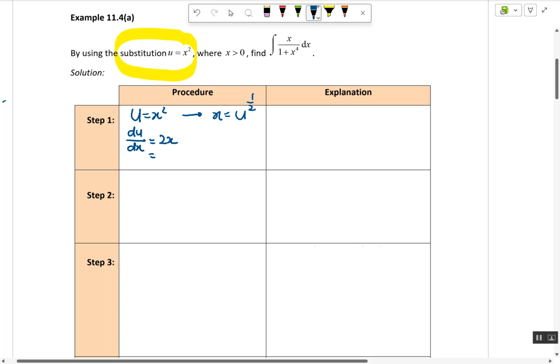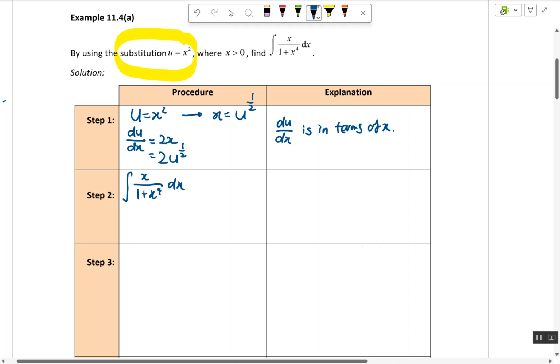But my du dx must be in terms of u. So next thing is, what is x? 2u to the power of half. So first, make x the subject, and then go and differentiate with respect to x. Make sure your du dx is in terms of u. Okay?